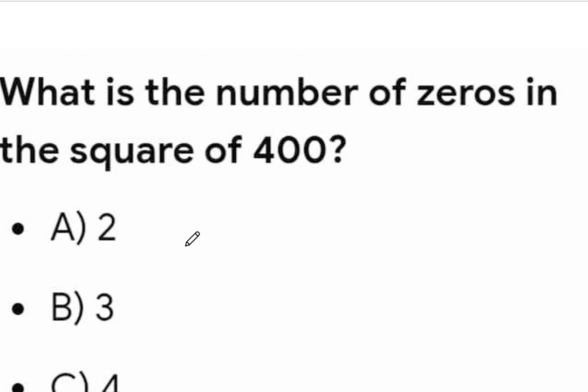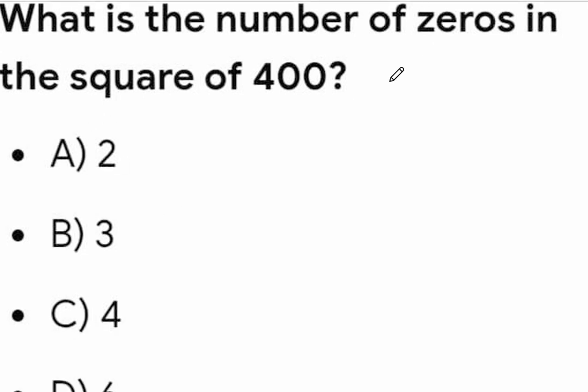Next one: what is the number of zeros in the square of 400? So it is also very simple. If the number is ending with 10, what is the square? When you take the square of that number, the zeros become double. Suppose the number is ending with 10 like this, when you take the square of this one, write 1 as it is, and the zeros are doubled, twice.